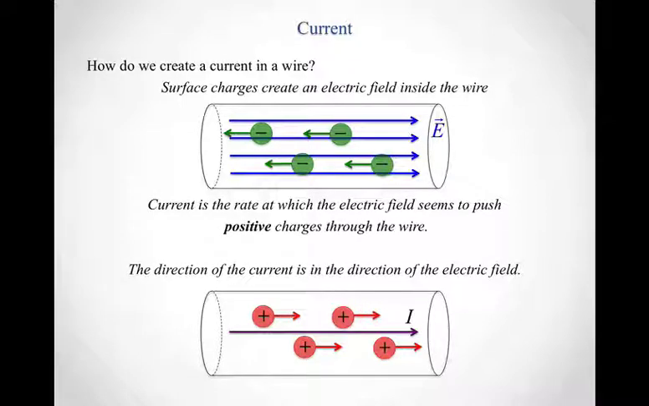For historical reasons, we actually talk about current as if it's positive charges that are being pushed through the wire. So even though in reality we know that it's negative charges, the electrons, that are moving against the electric field, we talk about current as the rate at which the electric field seems to push positive charges through the wire. Now what this does, of course, is it means that the direction of the current and the direction of the electric field now line up. Again, there's historical reasons for doing this. We sort of made this distinction before we really had an understanding of what the actual charges were that were moving. The upside is it works well. This is just the way that we choose to do it at this point.